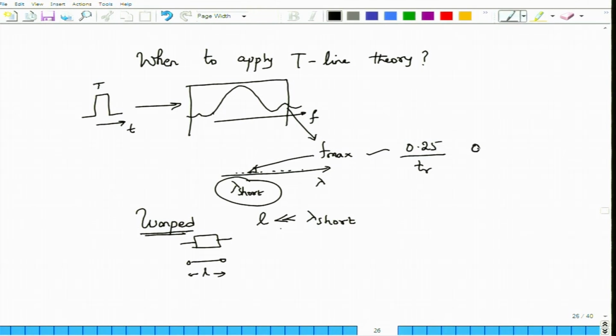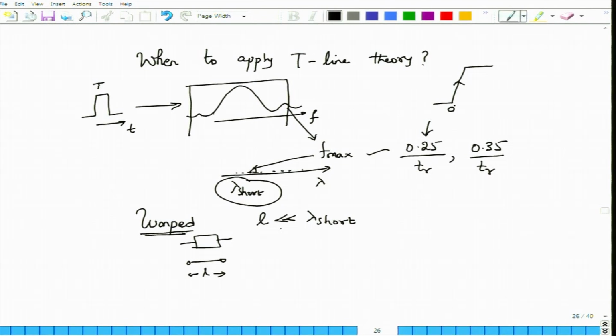There are a few conservative estimates which tell you that it must be 0.35 by TR. Depending on your application, you can pick this particular number. I will just pick 0.25 by TR as the estimate for the bandwidth of the pulse that I am considering. So, this bandwidth will have the maximum frequency of 0.25 by TR, where TR is the rise time of the pulse.